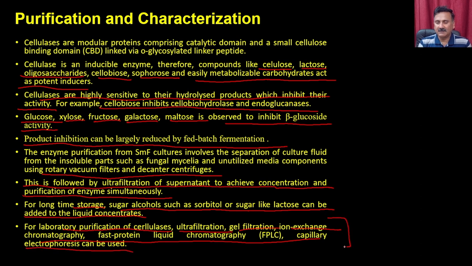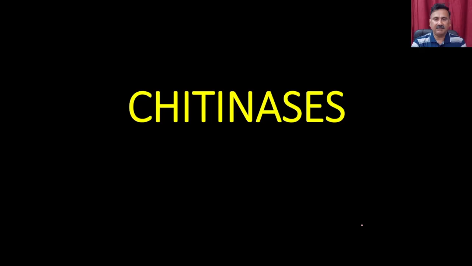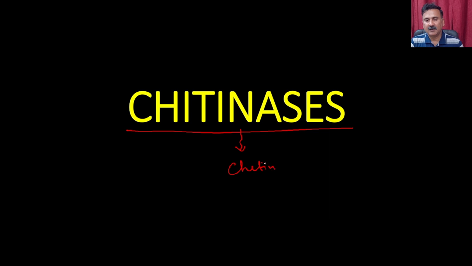All these we have discussed in detail, so you can go through the content and you will understand how you can use the different chromatography techniques to purify the cellulases. Now let's move on to the next enzyme, which is chitinases. Chitinases are the enzymes which degrade the component called chitin.